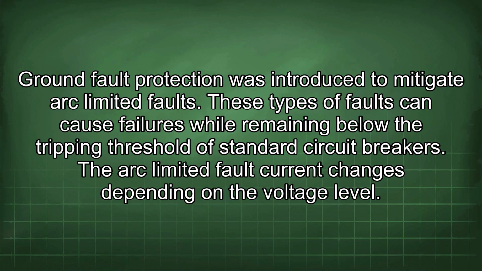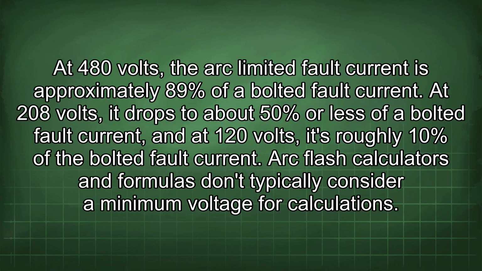Ground fault protection was introduced to mitigate arc-limited faults. These types of faults can cause failures while remaining below the tripping threshold of standard circuit breakers. The arc-limited fault current changes depending on the voltage level. At 480 volts, the arc-limited fault current is approximately 89% of a bolted fault current.